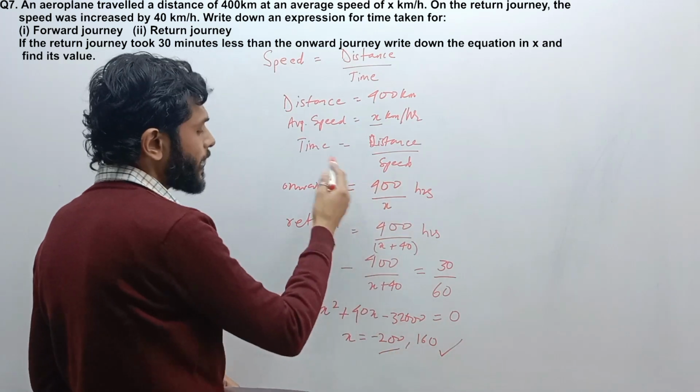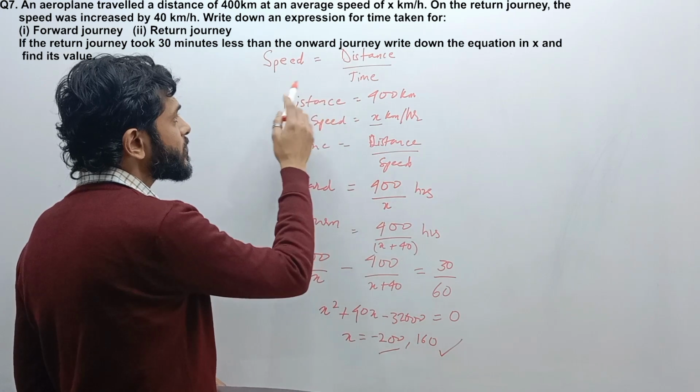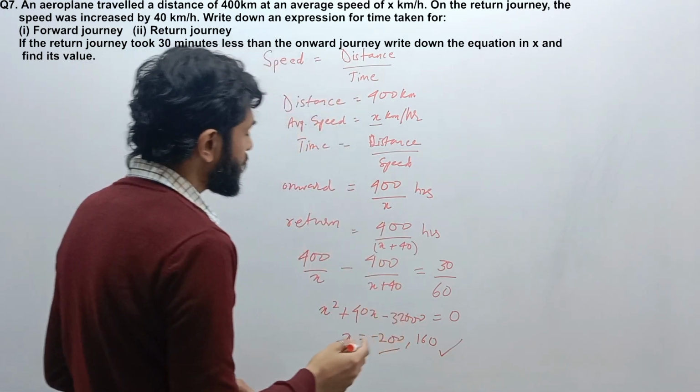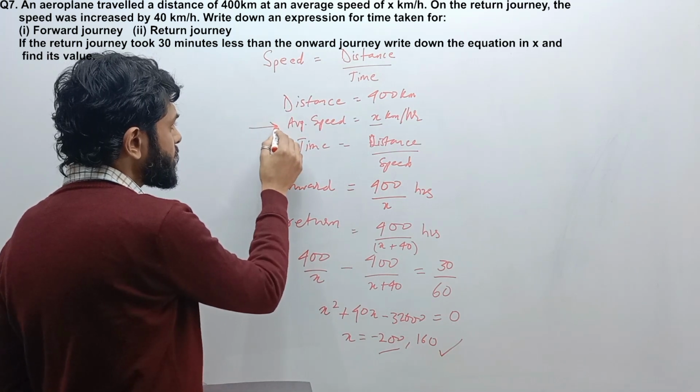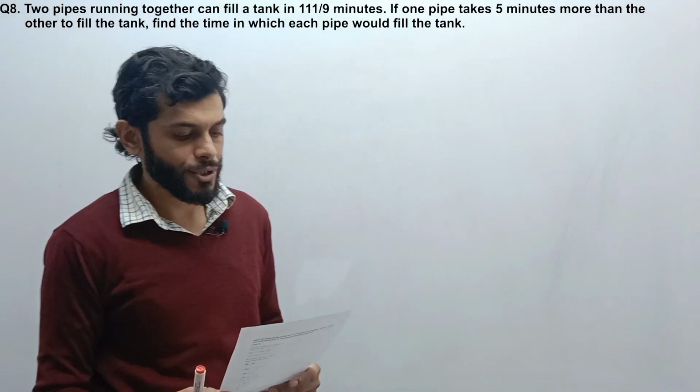If you have taken time as x, then after finding the time you have to find the speed or the distance as asked in the question. So what you have to remember is what you have taken as x, and accordingly you have to find the solution. Now coming on to the next question.